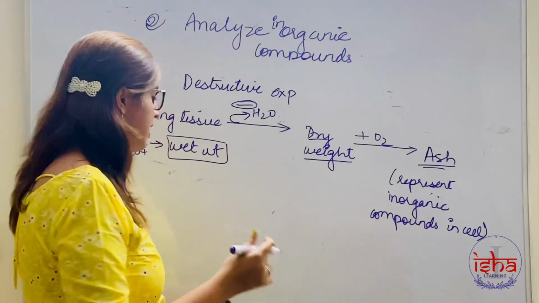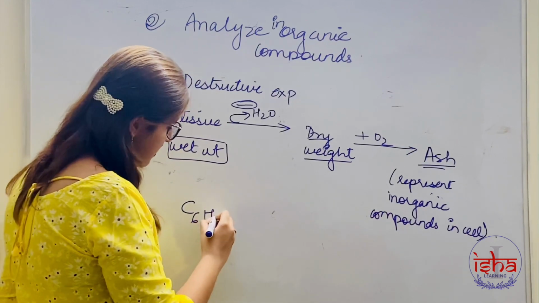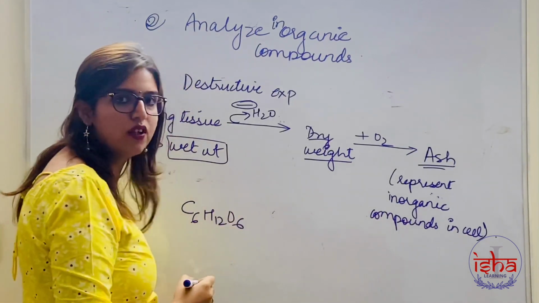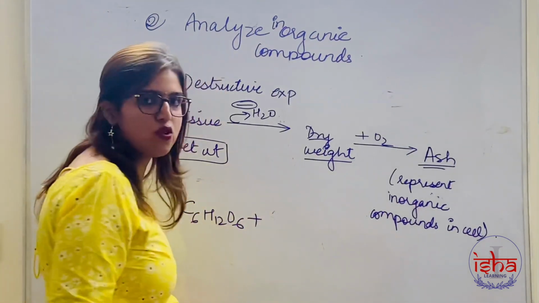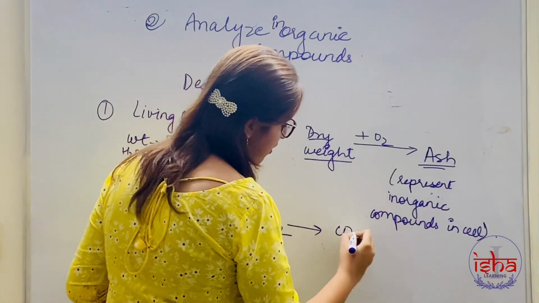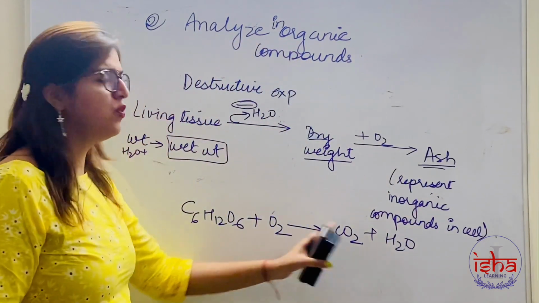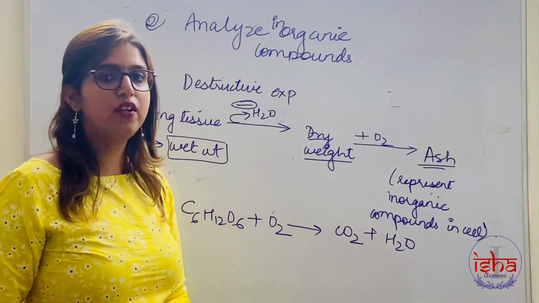Now I'll give you a very good example of this reaction. Let's say glucose is a molecule. C6H12O6 is glucose. I'm burning it, so I'm adding oxygen. What will I get? Carbon dioxide and water. If you have been noting this equation, it must ring a bell in your mind.